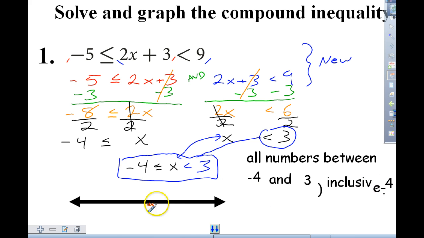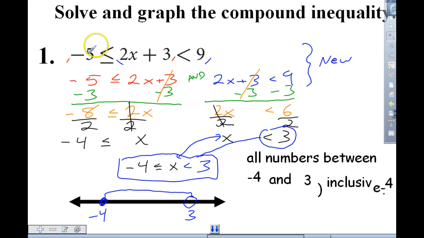There you go. So we got negative 4, it includes, but 3 it does not. It's an open circle because there's no line here. And then we know it's an in-between, so we know that they connect. That's what your final graph would look like.